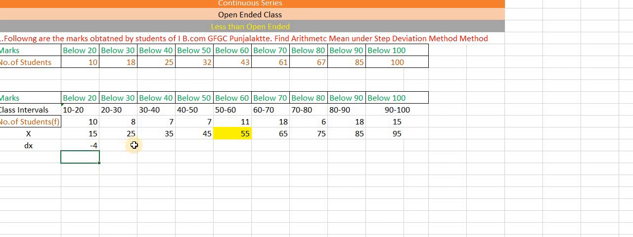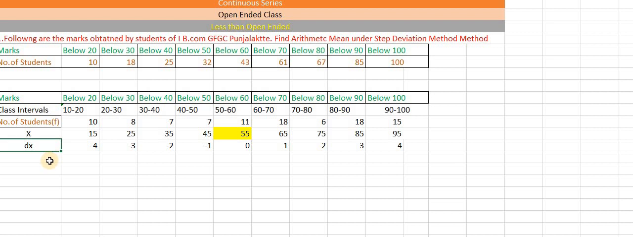It is minus 4, and here it is x value 25 minus assumed mean 55 divided by c, that is 10. So the value is minus 3, and here it will be minus 2, and here it is minus 1, here 0, 1, and here 2, and here 3, and here 4. You can take any number. For easier calculation we used to consider the middle one.